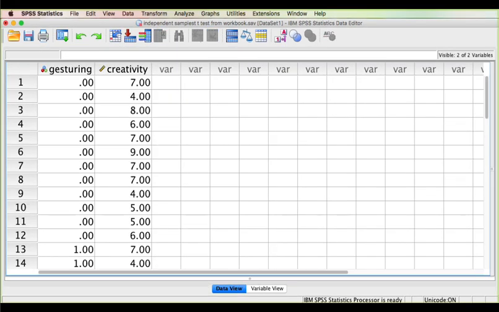The data are provided on page 172 of the workbook. You might want to enter that data and follow along. Click pause if you want to do that.